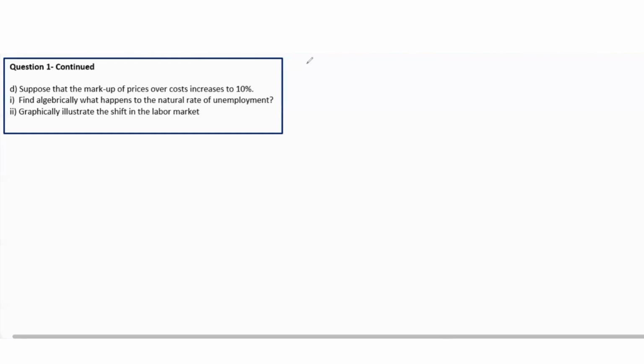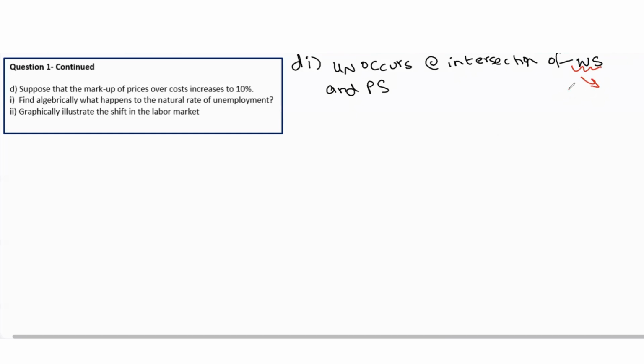So ABC are done in the first part. Now we'll do part D1. We know UN occurs at the intersection of WS and PS. Now, what has happened is that WS is unchanged. When the markup changes, we know it shifts the price setting curve, not the wage setting curve. It's not influenced by markups. WS is unchanged, but we have a new PS curve, as the PS curve shifts when the markup changes.